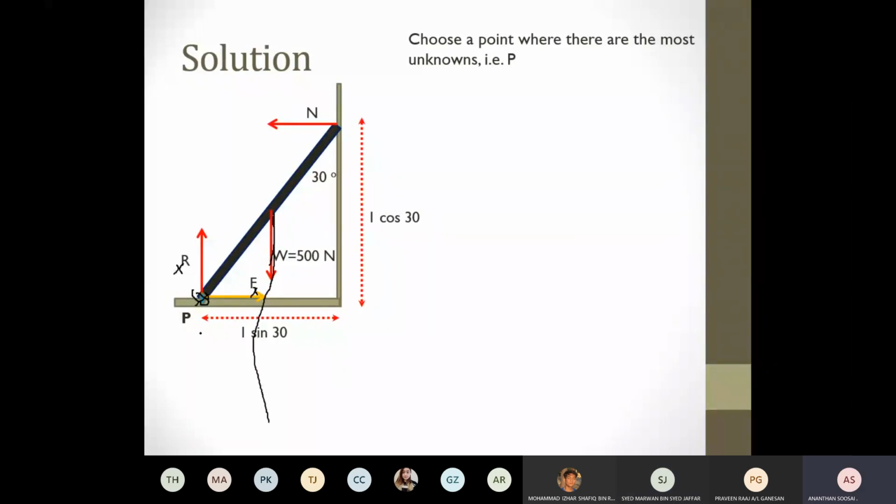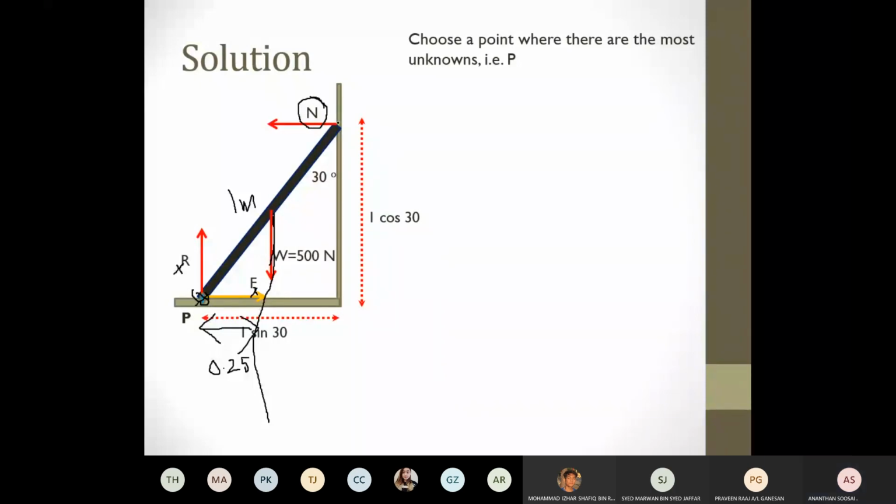So W times, what is the perpendicular distance? Perpendicular distance, this is 1 meter, this is 1 meter, diagonally 1 meter. So horizontally should be how much? Should be 1 sine 30, right? This is 30 here. So you take the vertical component, so it should be 1 sine 30. So this be half of 1 sine 30. Okay, I think should be 0.25. Okay, so taking moment about this pivot P, the moment caused by W is 500 times 0.25 should be equals to moment caused by N.